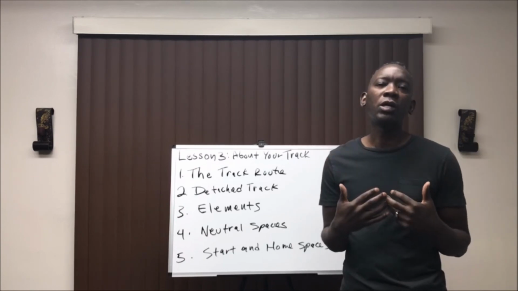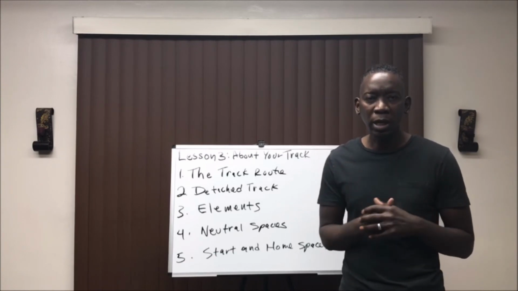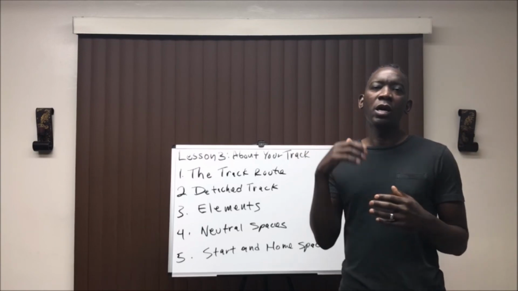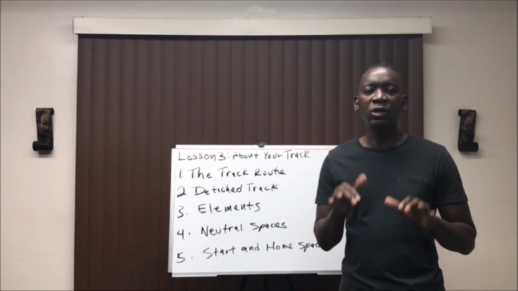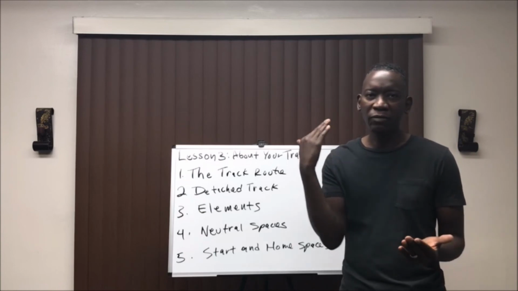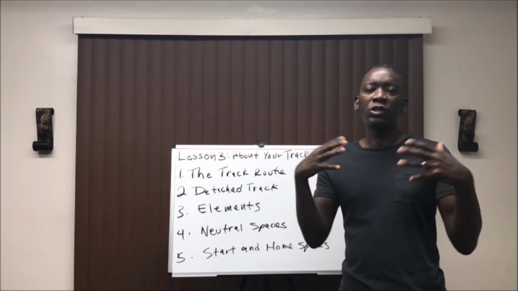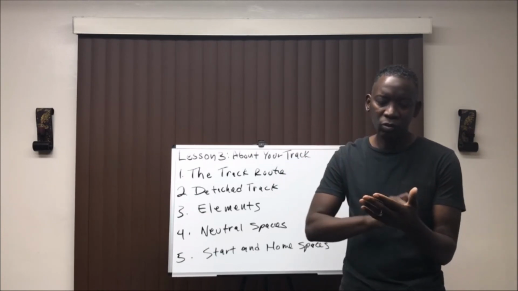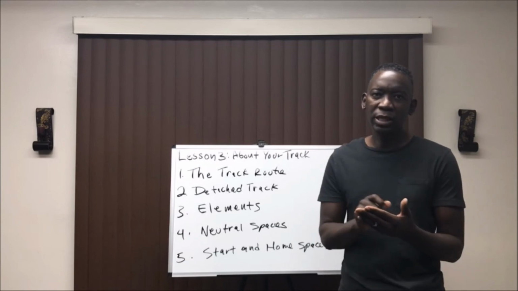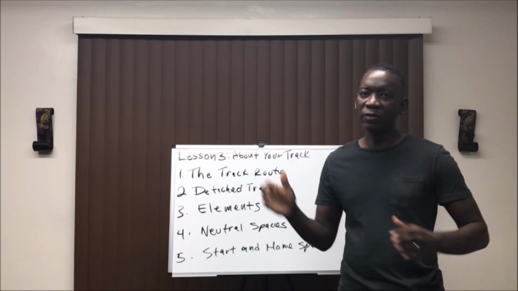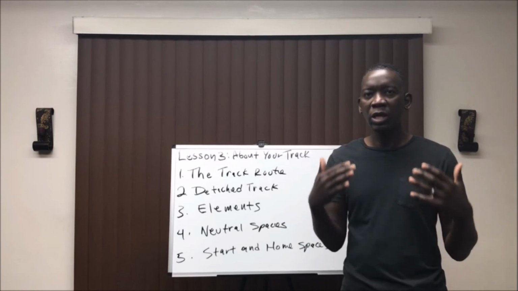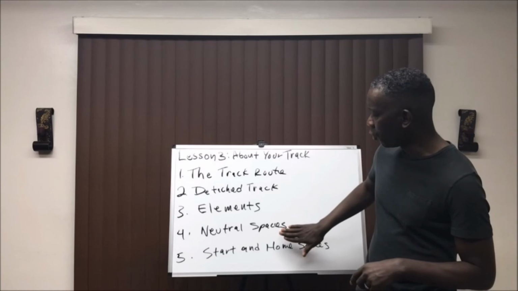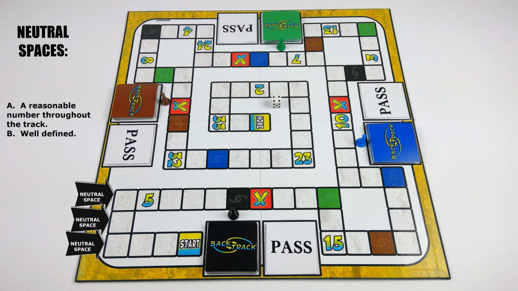And how would you know that you have a reasonable number of elements? As I said before, you have to play test your board game. Everything that you do to make up your track and your board game, you have to play test it. You have to have your family and your friends sit around your board game and play it, and then get a pad and pencil and write down their responses and their opinions about your board game. And you have to go back to the drawing table and fix it until you have a great playing board game. So let's look at number 4, neutral spaces.